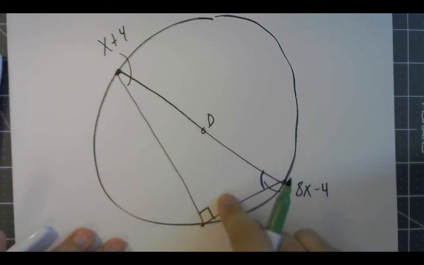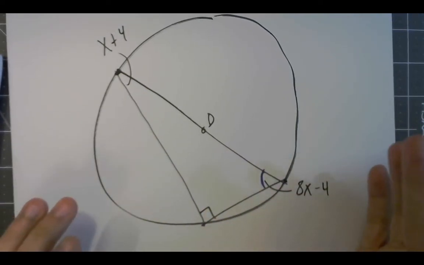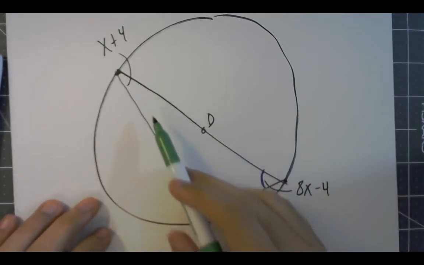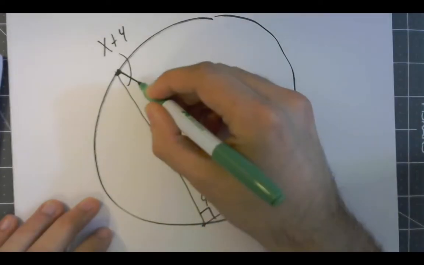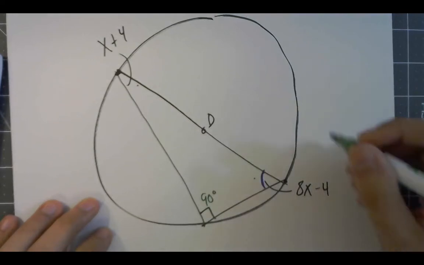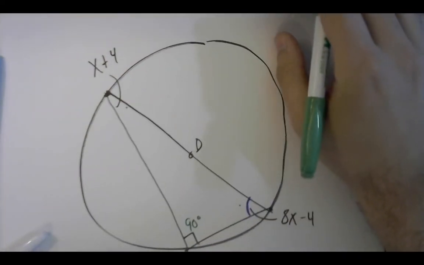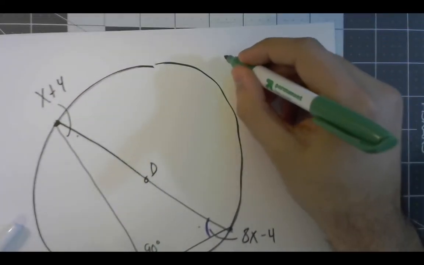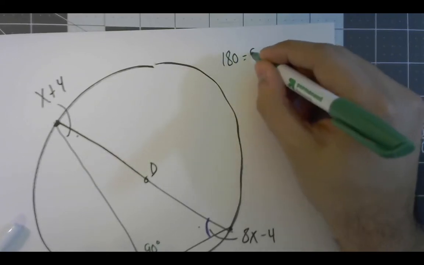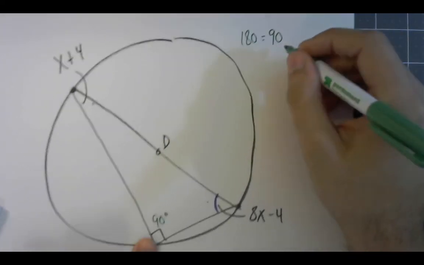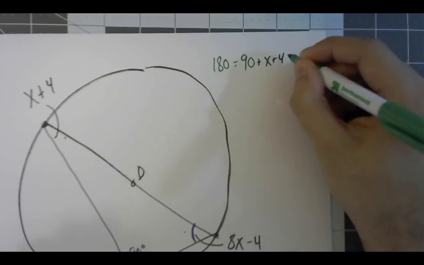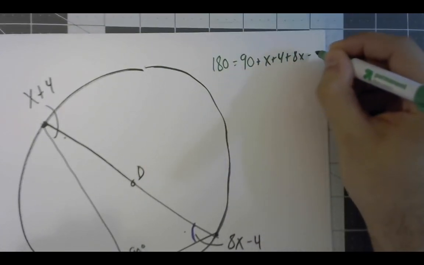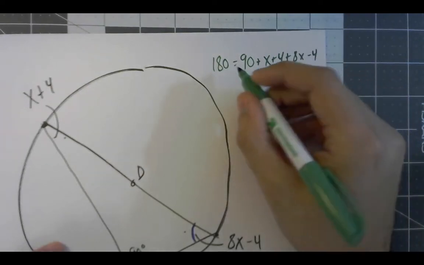The way we're going to do this is find what X is equal to. Well, how do we know what X is equal to? I know this is a right triangle, so I know this is 90 degrees, and I know these two add up to 90 as well. Because I have my whole triangle, they're going to add up to 180. I've already used my 90 in the corner, and then plus X plus 4 plus 8X minus 4. So this gets me to 180.